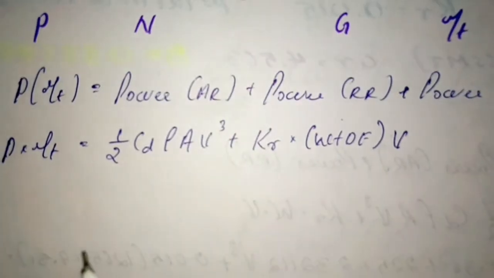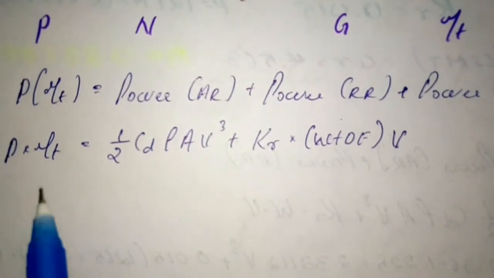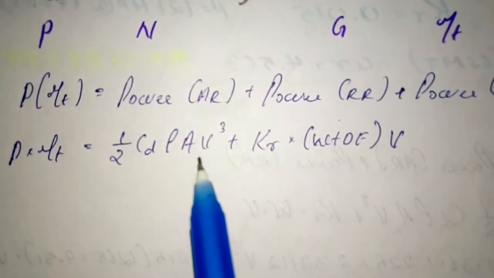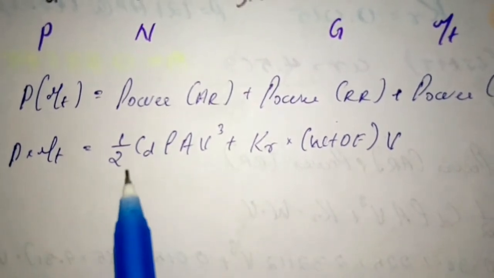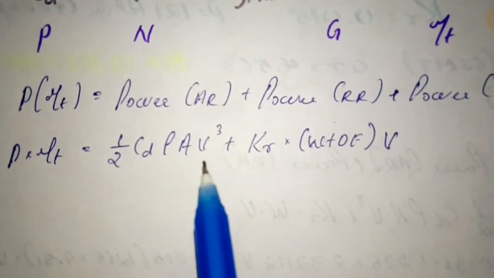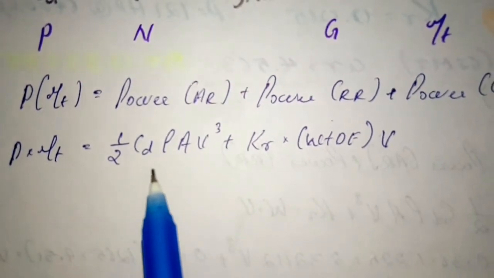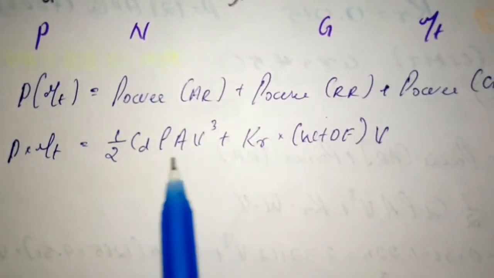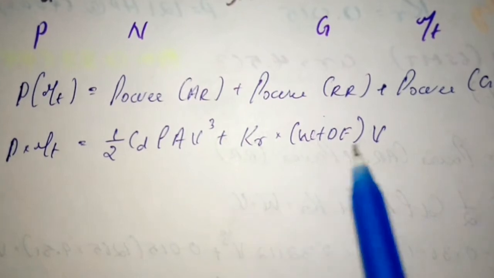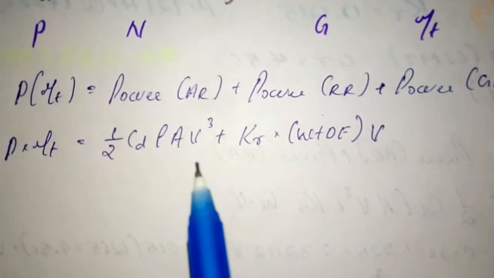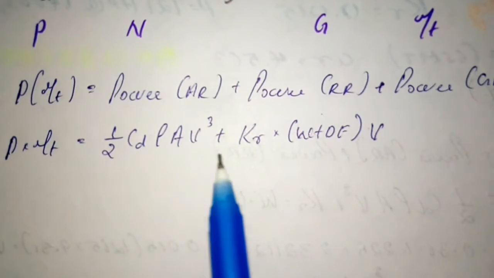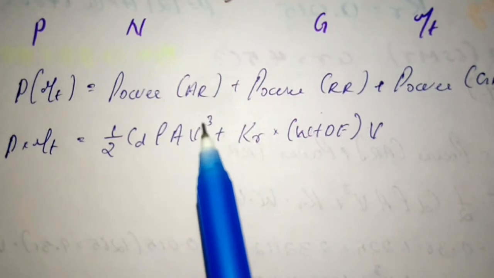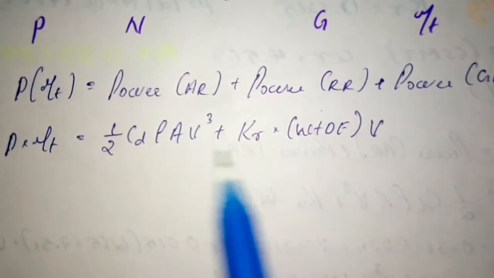So we can write the power in watts as half CD rho A V cube, which is the power for air resistance. The drag force equation is half CD rho A V square, and we know power is equal to force into velocity. So drag force into velocity is this section, and this is the rolling resistance into velocity. By substituting all the factors here, we will get a quadratic equation, and we can find the velocity V by solving this equation.